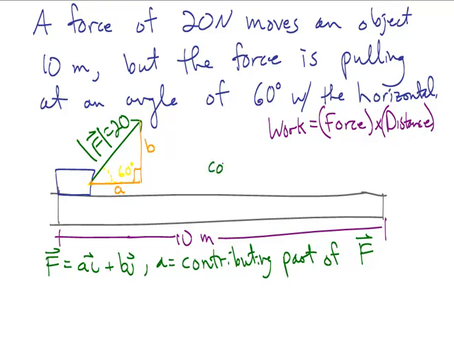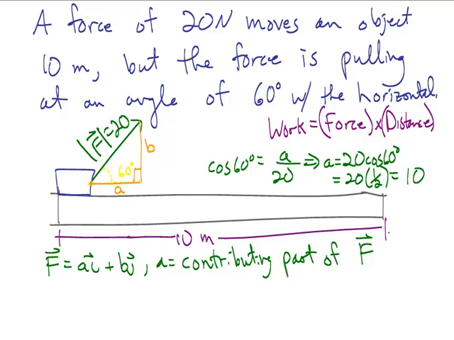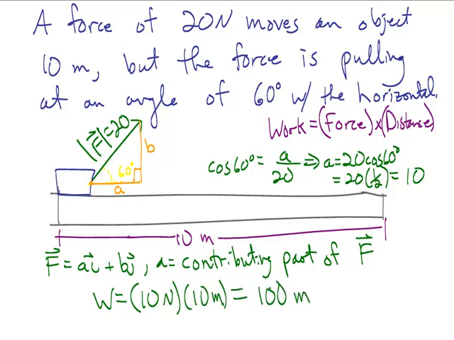We know that the cosine of 60 degrees is equal to the adjacent side A divided by the length of the hypotenuse, which is 20. And so A is 20 times the cosine of 60 degrees. Of course, the cosine of 60, as you know, I hope you know and should know, is a half. And so we get 10 newtons that are actually contributing to the work. So our work is going to be those 10 newtons times the 10 meters the object is being pulled. We get the same amount of work done, 100 newton meters, or 100 joules.